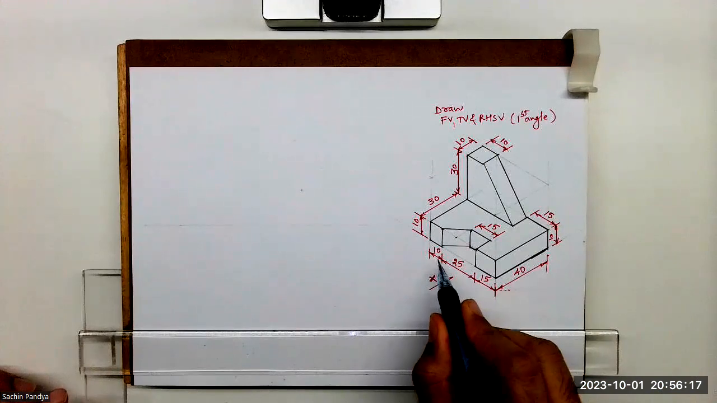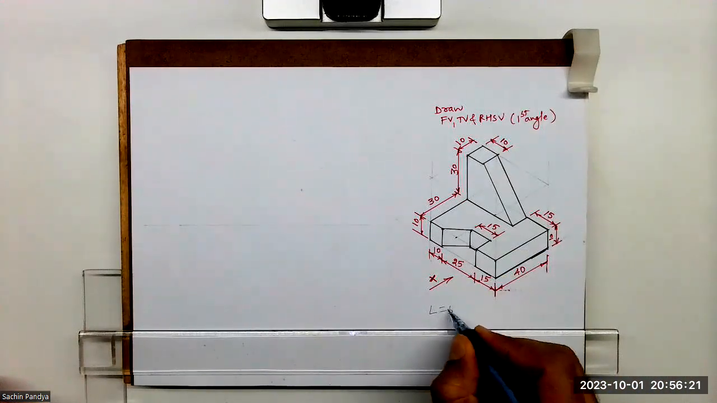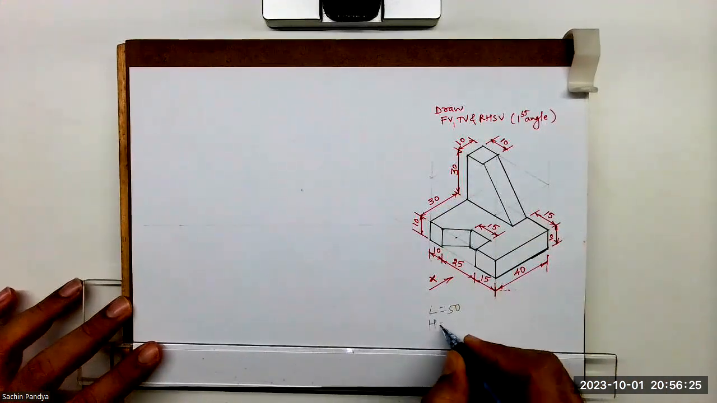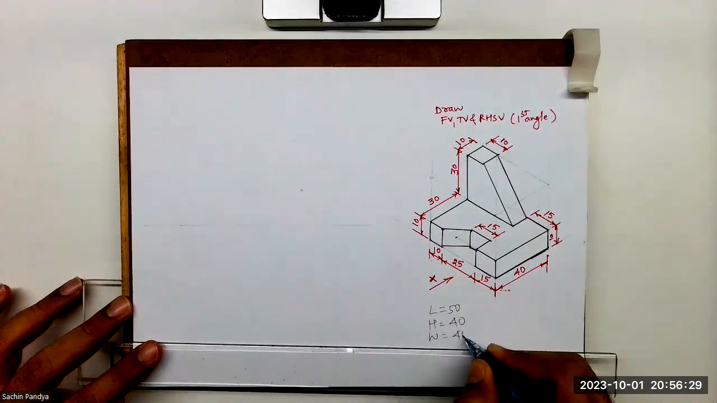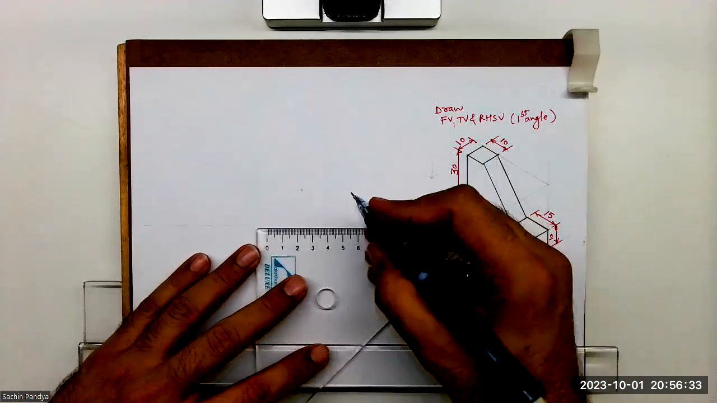So how much is the length? 10 plus 15 plus 25. So length is 50. How much is the height? Height is 30 plus 10, 40. And width is also 40. So what we will do, first we will draw the layout. So I will mark 50.